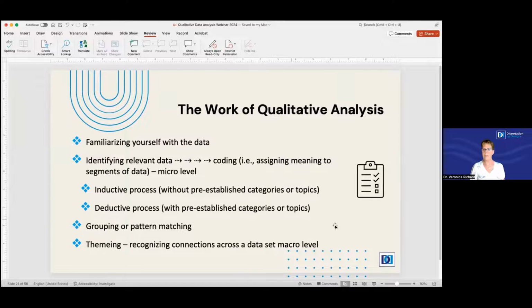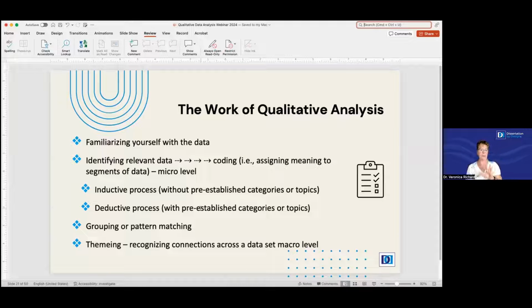Okay, there we go. All right, so let's get back to the work of qualitative analysis, because this is really important. We familiarize ourselves with the data. We identify relevant data. We have inductive and deductive processes, and we go back and forth between those two processes. I firmly believe that this happens. I see it happening with other people. I know it happens with myself. We never reside in only one. It's very recursive.